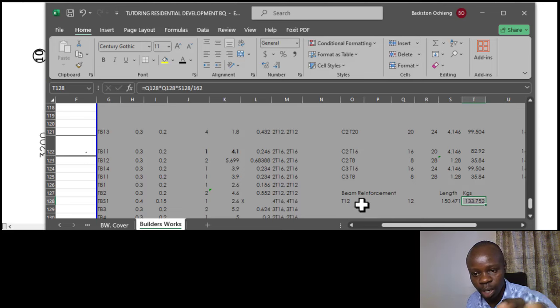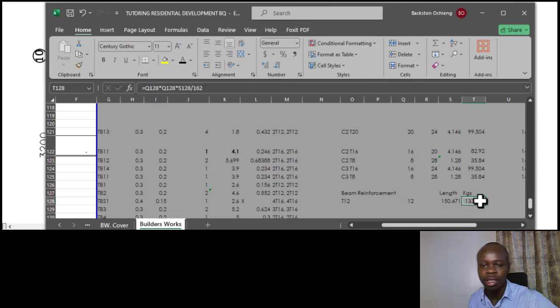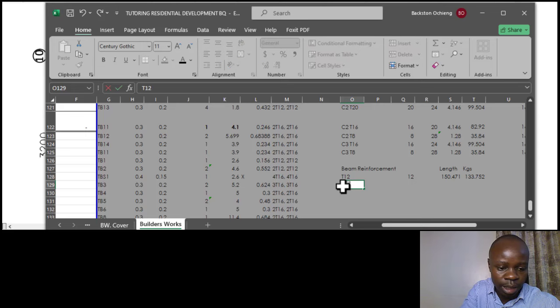Just take d squared, 12 squared times the total length, then you divide by 162. So that is the T12 that we have got. That is the kgs for the T12. Okay, the next bar is T16 that we are doing here.